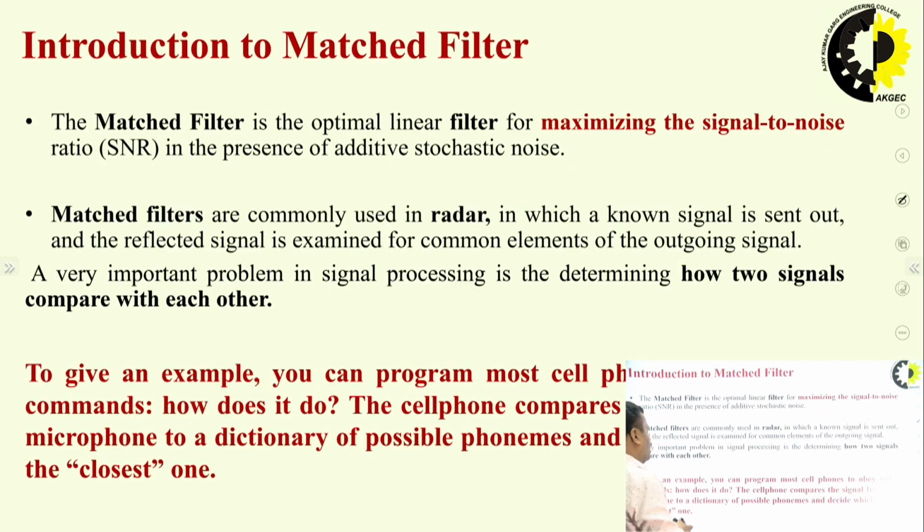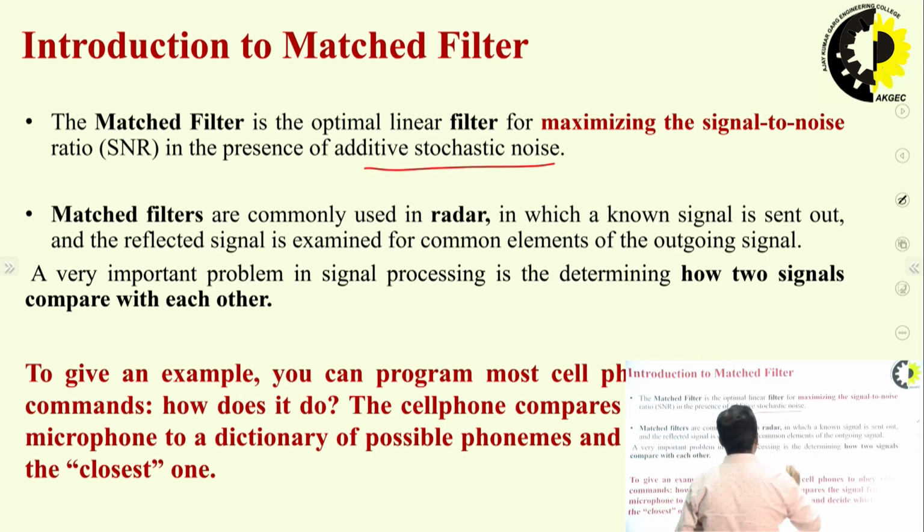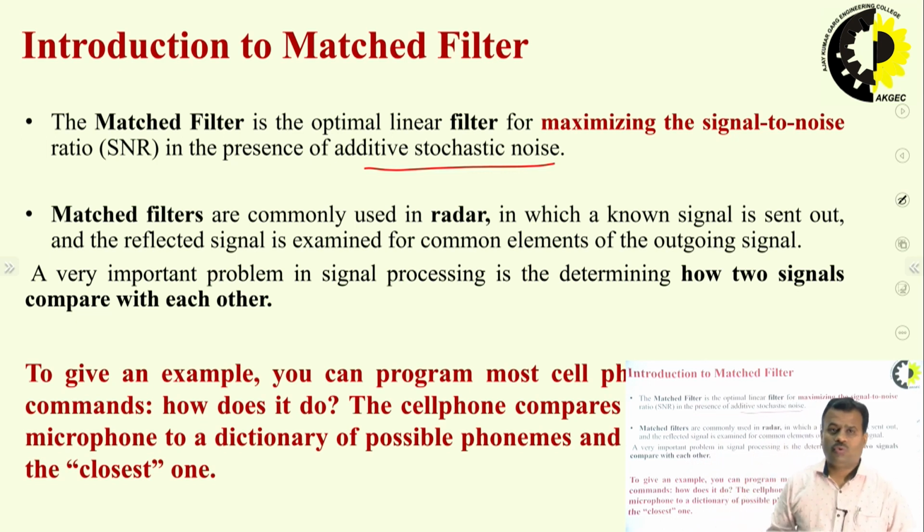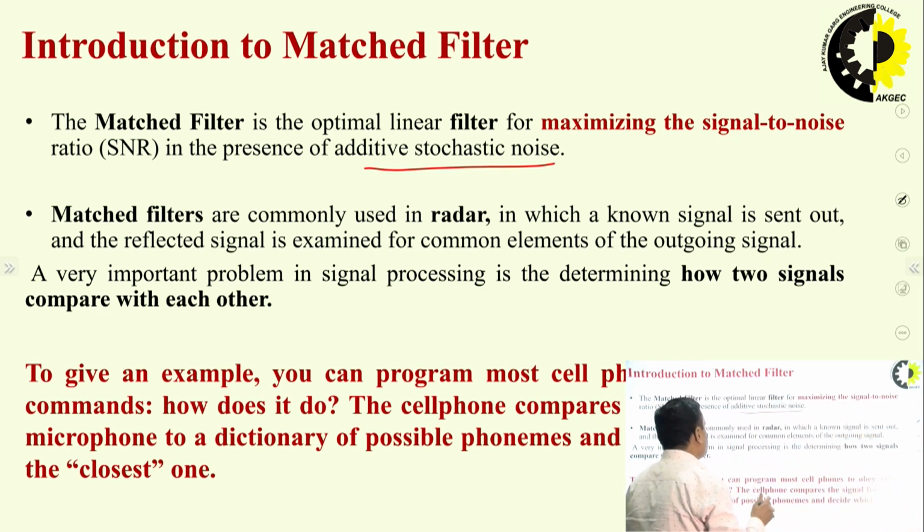Now, introduction to matched filter. The matched filter is a modification of the optimum filter. If you modify the optimum filter further, you will get the matched filter. The matched filter is also a type of optimum linear filter for maximizing the signal to noise ratio in the presence of additive stochastic or random noise. Matched filters are commonly used in radar, which means radio detection and ranging, in which a known signal is sent out and the reflected signal is examined for common elements of the outgoing signal.